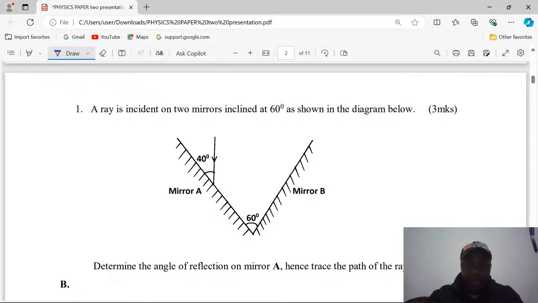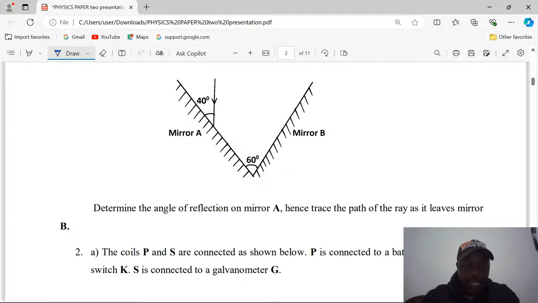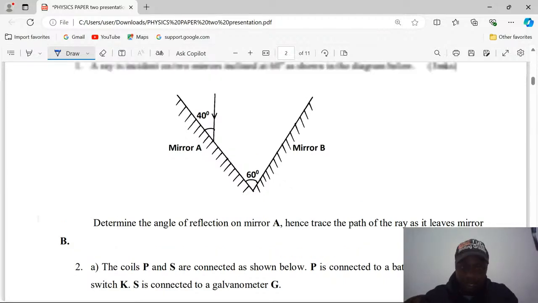Number one, a ray is incident on two mirrors inclined at 60 degrees as shown in the diagram below. For 3 marks, we are to determine the angle of reflection on mirror A, and also trace the path of the ray as it leaves mirror B.